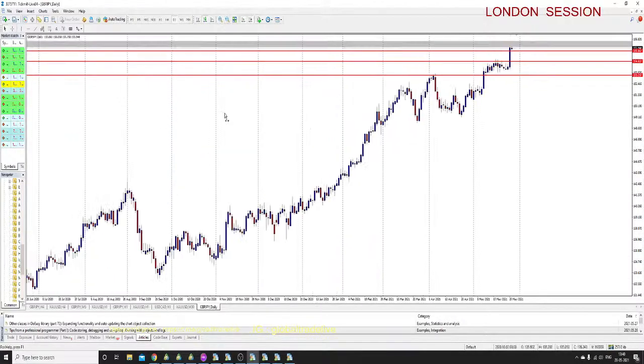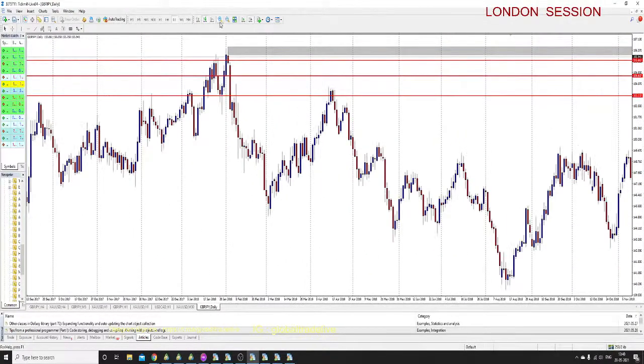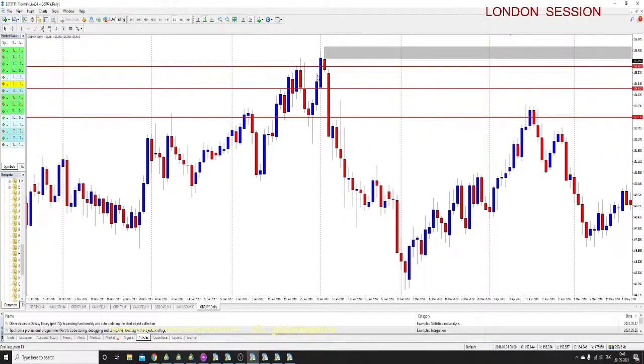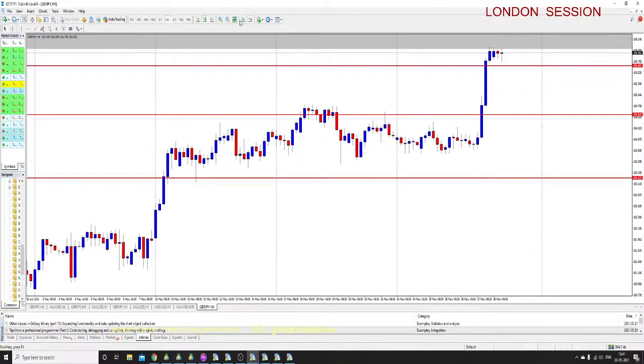So if we look to the left over here, we had this wick rejection. I have drawn a zone on the wick rejection because I think this wick needs to be filled, and this is around 55 pips of range here. So if we switch back to the 4-hour, let's see what we got in the 4-hour.